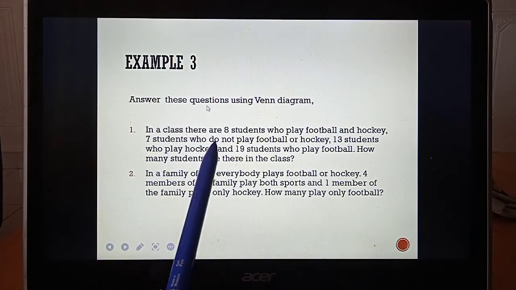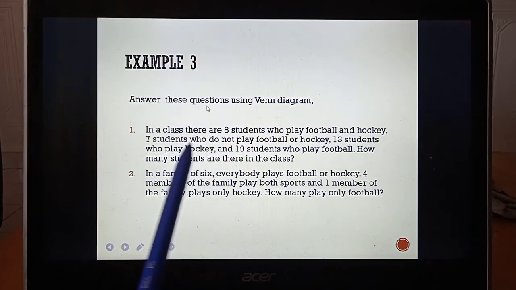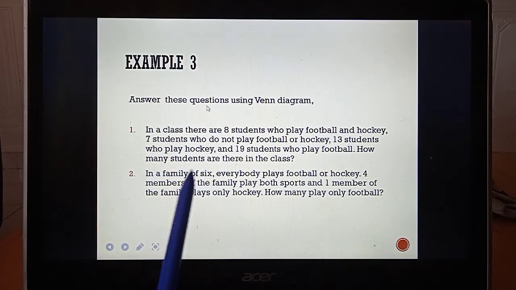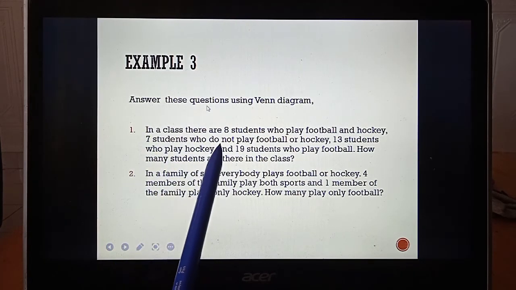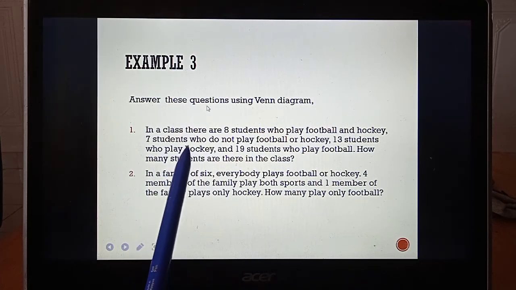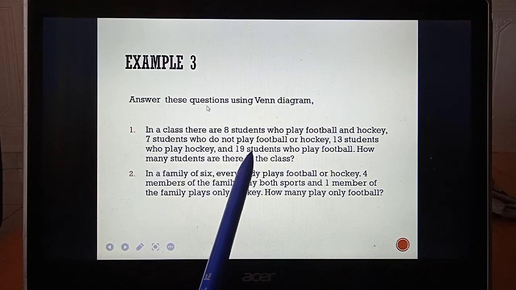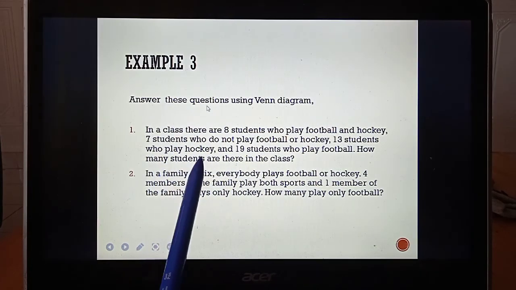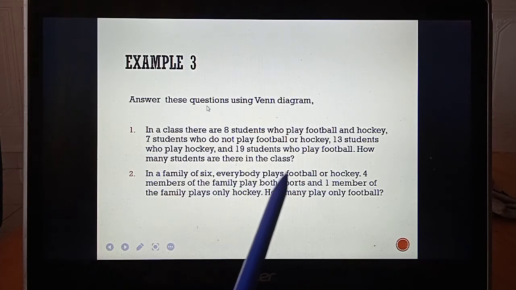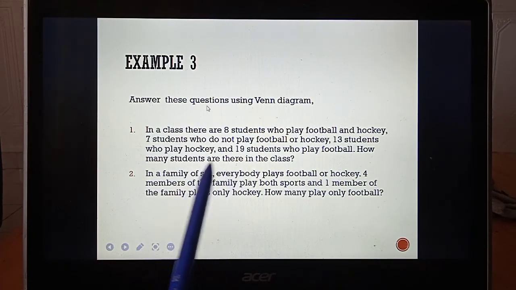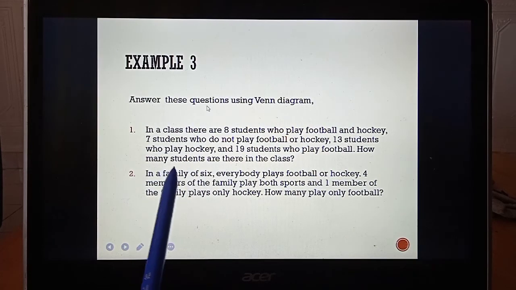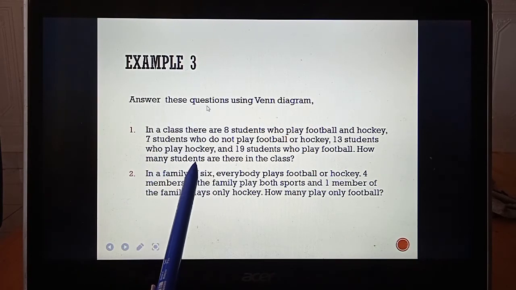Okay, now try to answer this using Venn diagram. In a class, there are 8 students who play football and hockey, 7 students who do not play football or hockey, 13 students who play hockey and 19 students who play football. How many students are there in the class? Okay, kita guna contoh yang earlier Venn diagram tu. Try work out how to get answer for this.